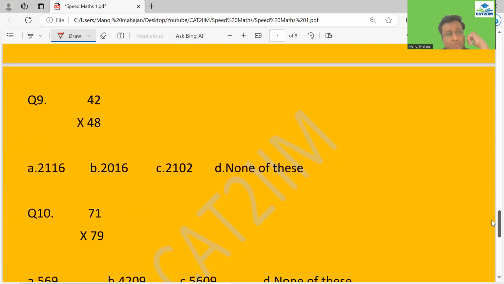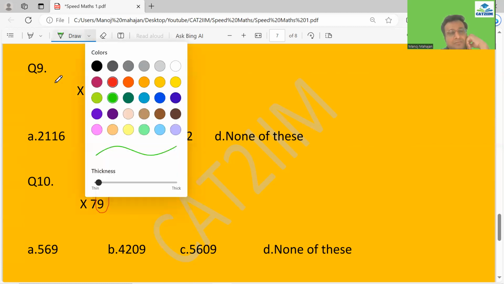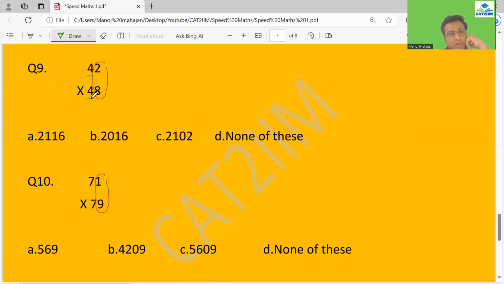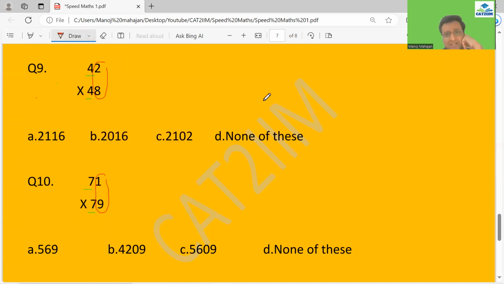If you look at these two problems, both the conditions are satisfied. What is the sum of the unit digits? 10. Over here also 10. What are the remaining digits? They are the same. Look, 4, 4. Over here also 7, 7. So both the conditions have to be satisfied to apply the trick shortcut which I'm telling you over here. That is also based on the maths itself.